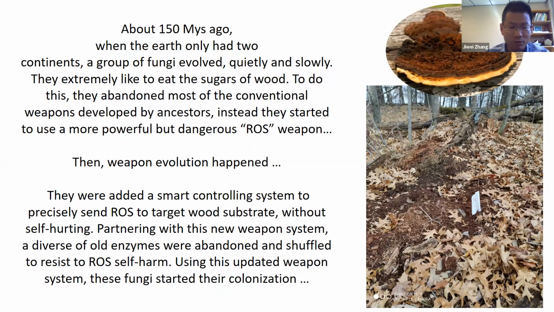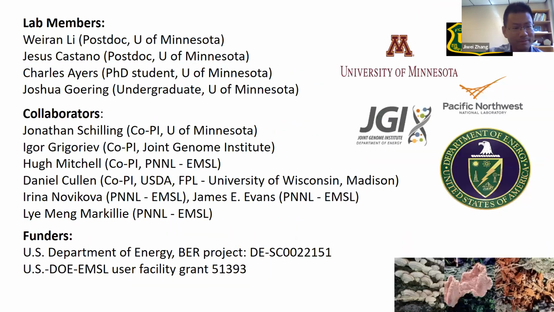Then the weapon evolution happened. They added a smart controlling system to precisely send the ROS to a target on the wood substrate without self-hurting. Partnering with this new weapon system, a diverse set of old enzymes were banned and shuffled to resist ROS self-harm. And with this updated weapon system, these fungi started their colonization of the Earth.